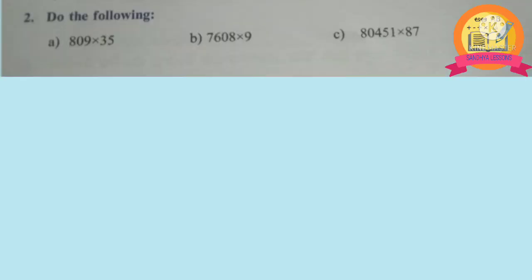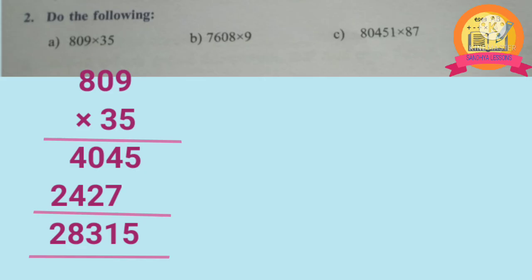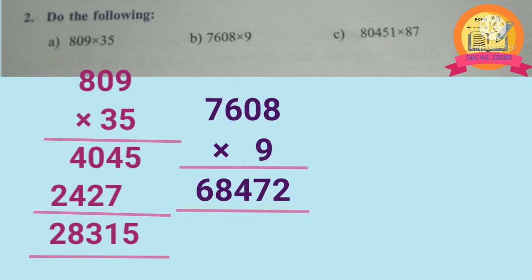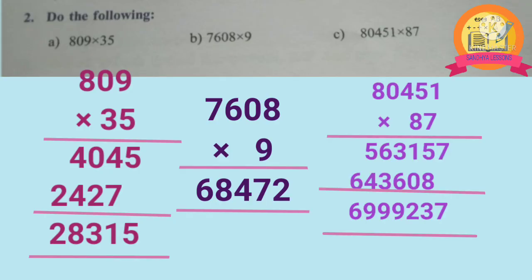Second Roman, do the following multiplications. 809 multiplied by 35. By multiplying 809 by 35, we get 28,315. Second problem, 7,608 multiplied by 9. After multiplying, we get 68,472. Third problem, 80,451 multiplied by 87. After multiplication, we get 69,99,237.